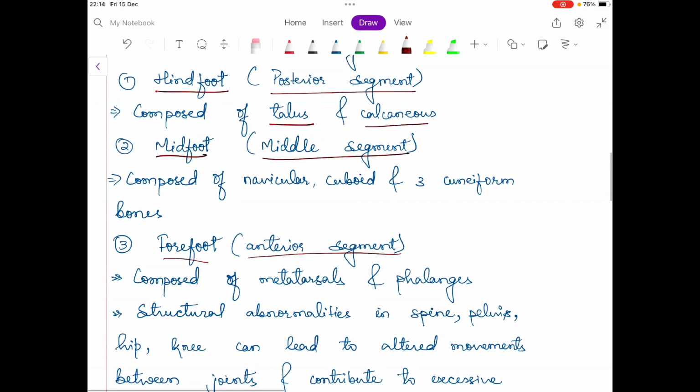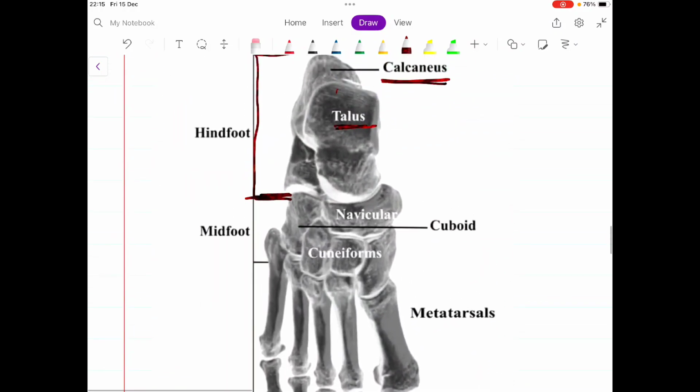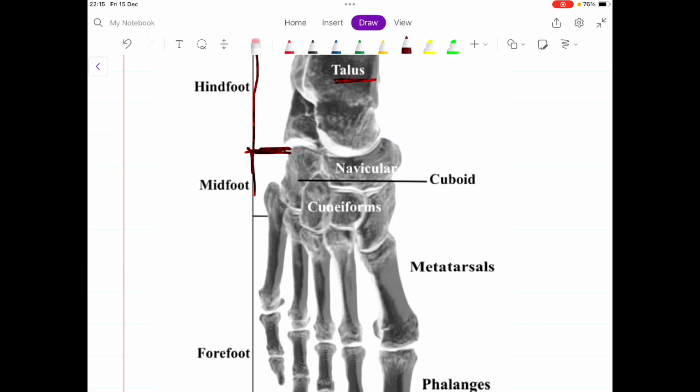The second one is the midfoot. It is composed of the navicular, cuboid and the 3 cuneiform bones. There are 3 cuneiform bones in each foot. So if you see here, the midfoot covers this much area, and this covers the navicular bone, cuneiform bones and the cuboid bone.